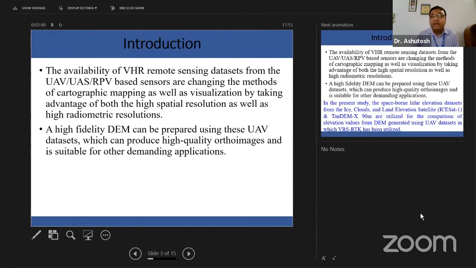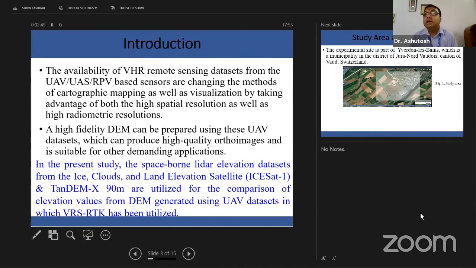So it's very much possible to generate digital elevation models with very high accuracy, resulting in highly accurate ortho images, which are useful and required for mapping purposes. In the current study, we have explored the UAV datasets, which used VRS RTK GNSS while flying, and compared its elevation with ICESat-1 and the TanDEM-X mission, which are nearest to the UAV datasets among the satellite-based datasets. All others are relatively away from this, but these are the nearest to it.